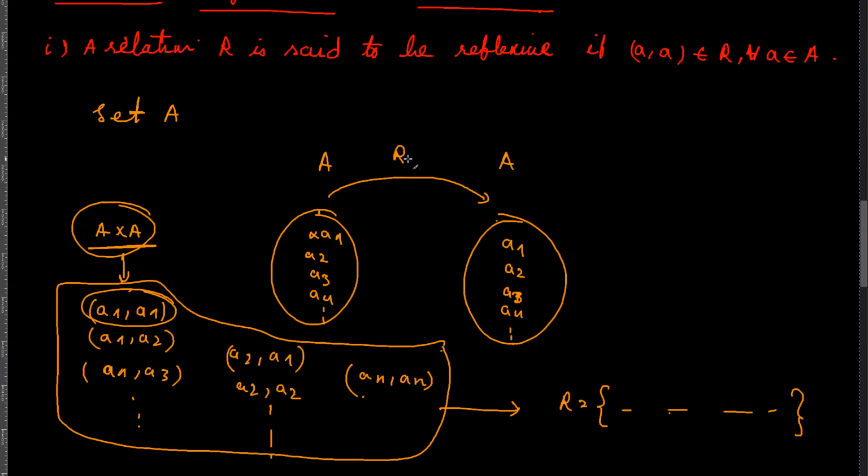For example, let's say that R is the set where the first element is 2 times the second element. Then all of the elements in which the first element is 2 times the second element, you pick all of those elements and you put them in R.